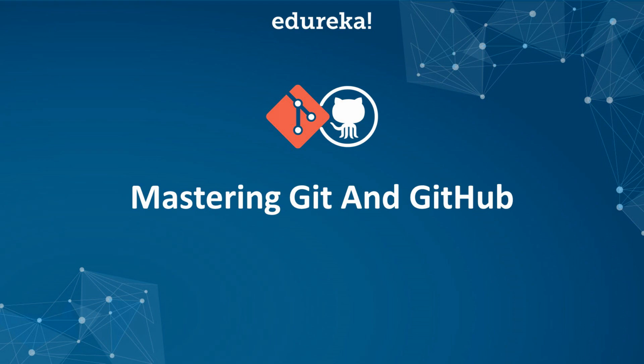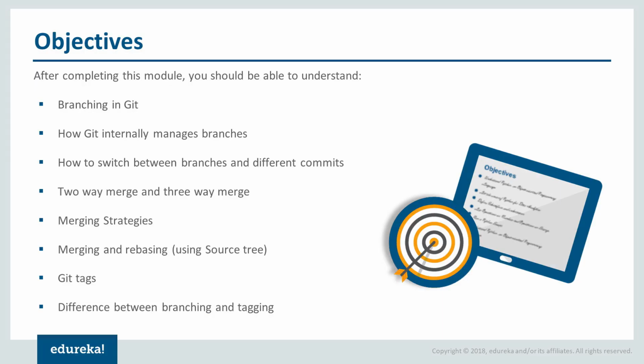Branching and merging are key features, and in this section, you will be learning different ways of merging branches and how to perform basic Git operations on branches, like create, checkout, delete, and so on. You will also create tags and understand the difference between a branch and a tag. So these are the objectives.